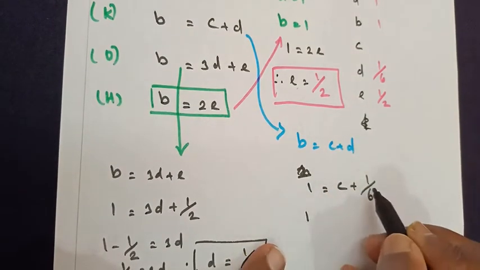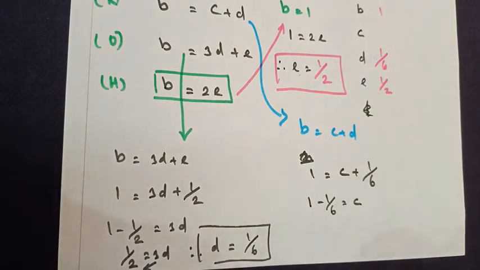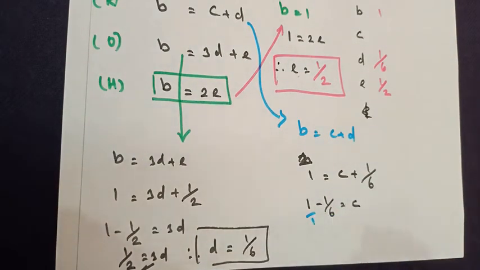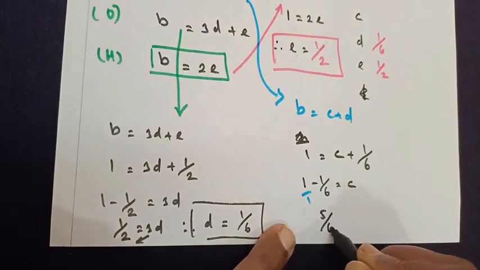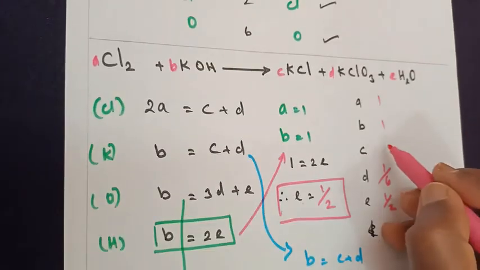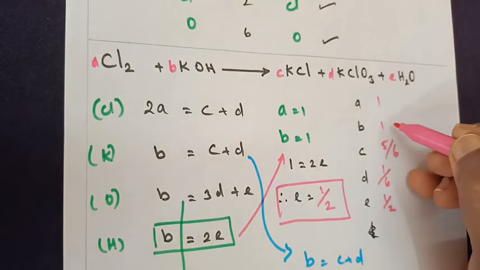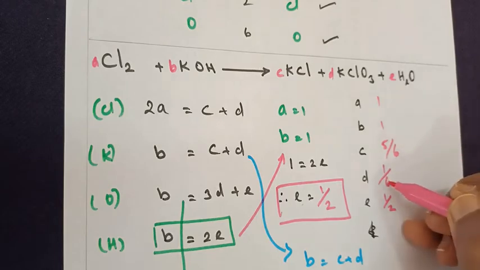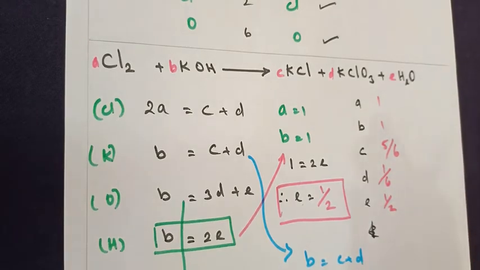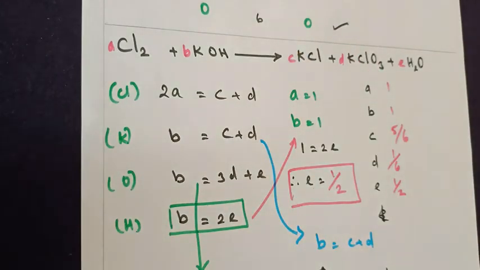In the same way, 1 minus 1 by 6 on the other side becomes minus 1 by 6 is equal to C. When you cross multiply, you will get your answer: 5 by 6 is equal to C. So finally, you've got the value of C, that is 5 by 6. So A is 1, B is 1, C is 5 by 6, D is 1 by 6, E is 1 by 2. Substitute these values into the given equation.